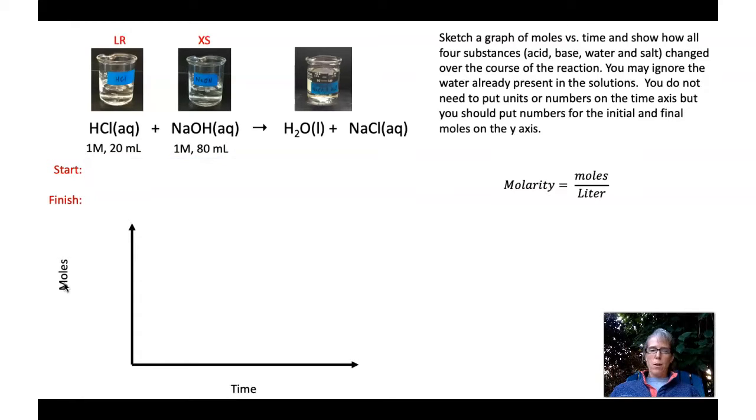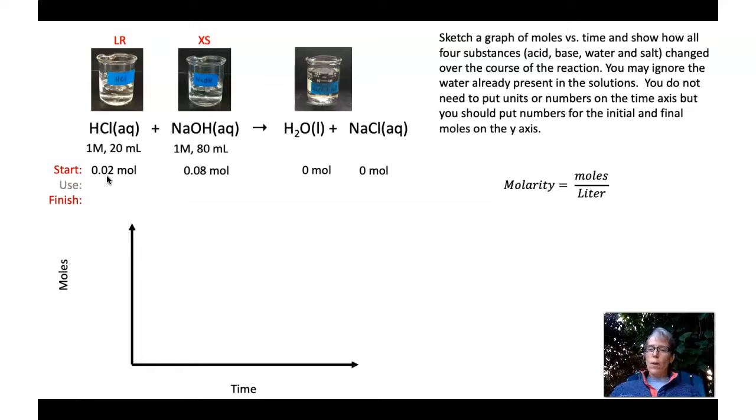Okay, welcome back. All right, so for the reactants, if you use this formula, you find that you get 0.02 moles of the acid and 0.08, or 4 times as much, of the base. And because the reaction hasn't done anything yet, we have no product.